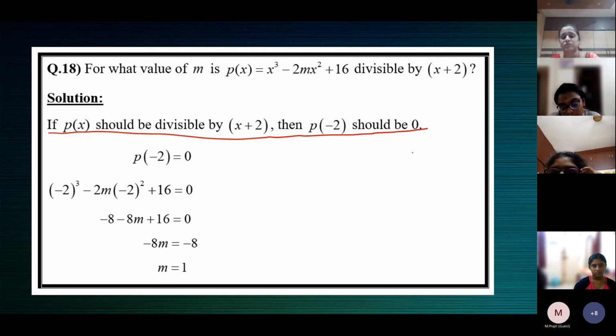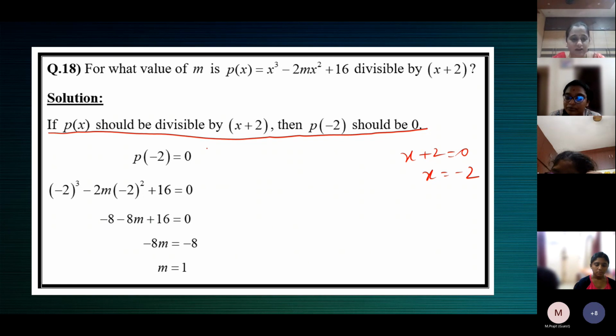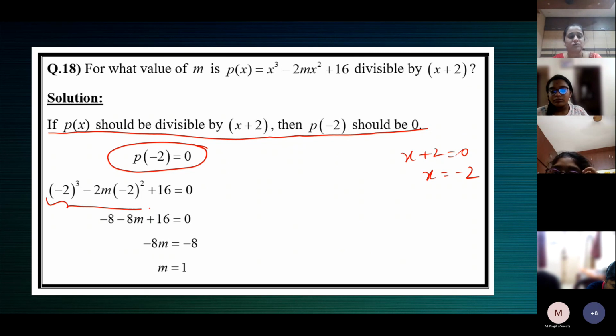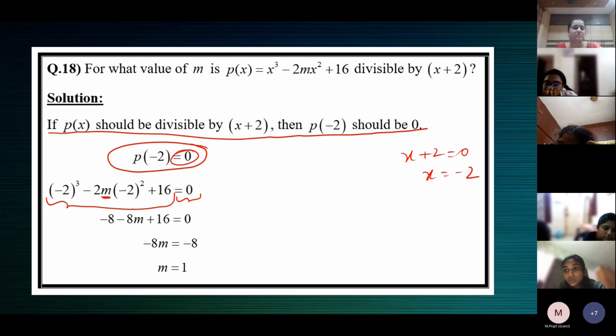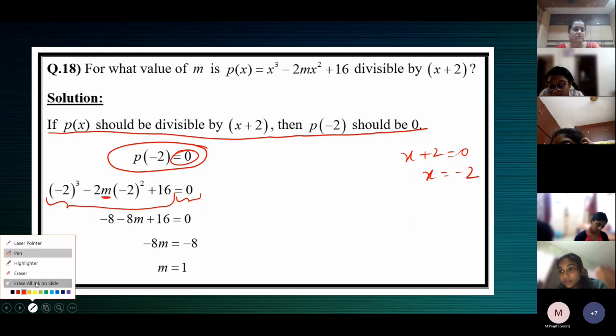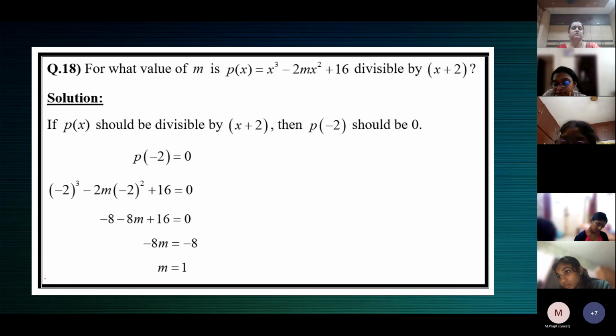How did we get minus 2? Because X plus 2 is equal to 0, X is equal to minus 2. So P of minus 2 should be 0. This is the condition. This is how you write P of minus 2 is equal to 0. In place of M, you should not write minus 2. Only in place of X, you must write minus 2. M will remain as M. So the value of M is 1.